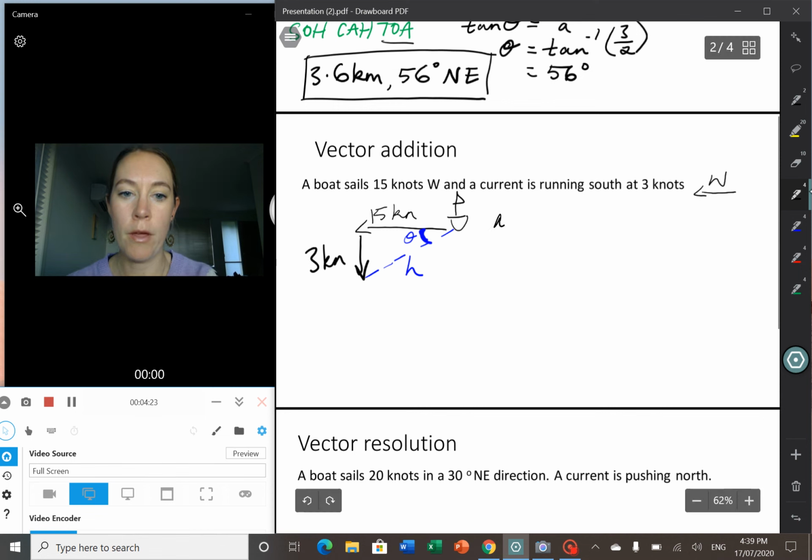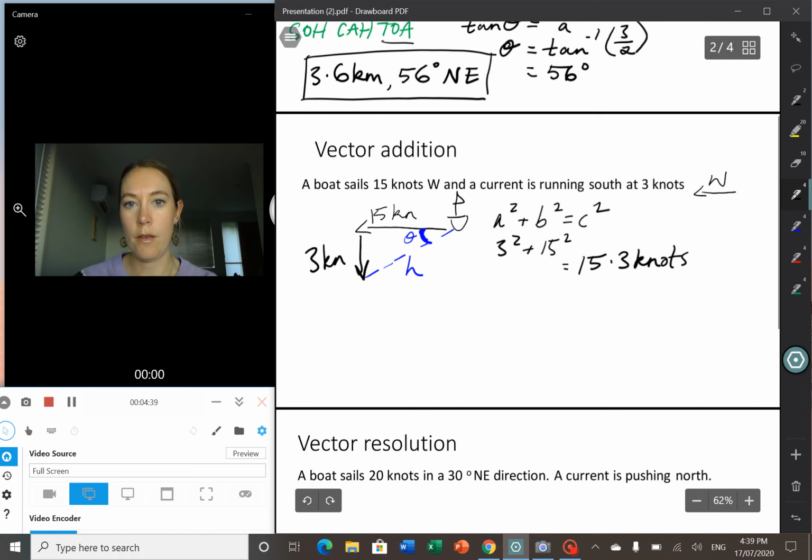I'm going to use Pythagoras' theorem, a squared plus b squared equals c squared. So 3 squared plus 15 squared. So I'm going to end up with 15.3 knots as the length of the hypotenuse, or the speed of the boat.